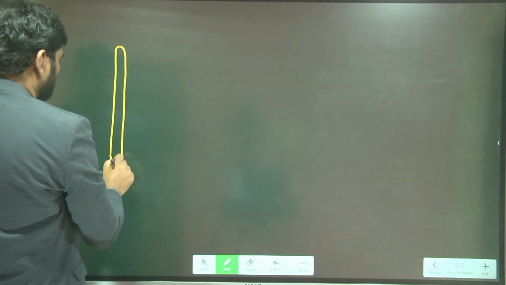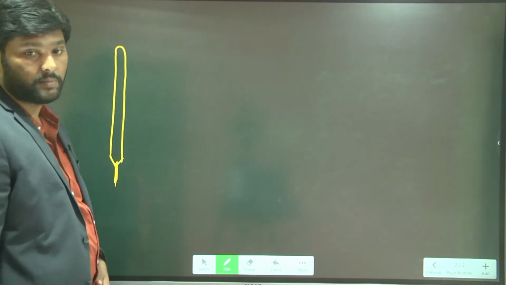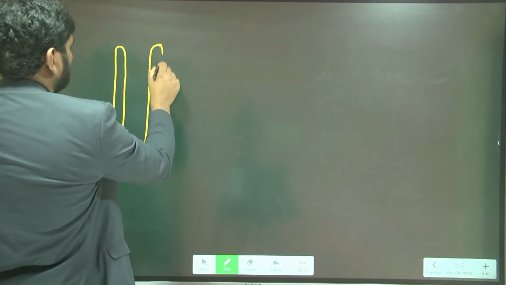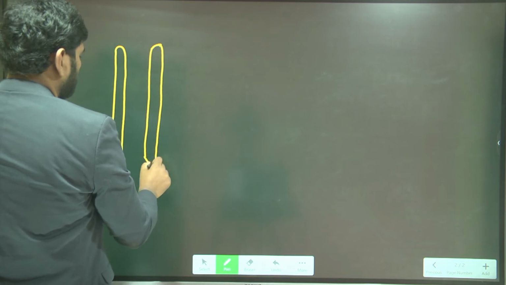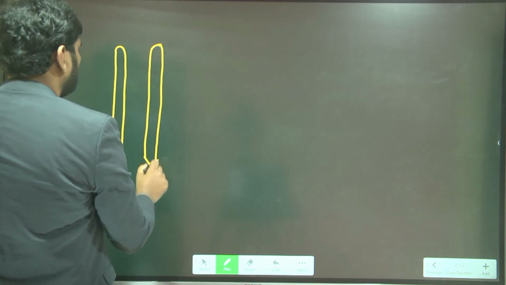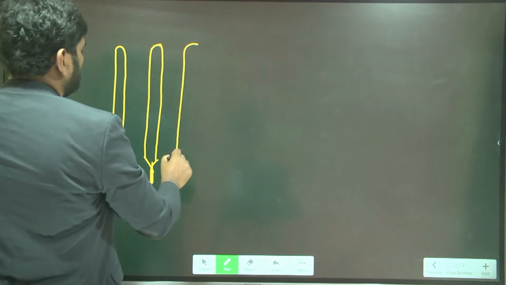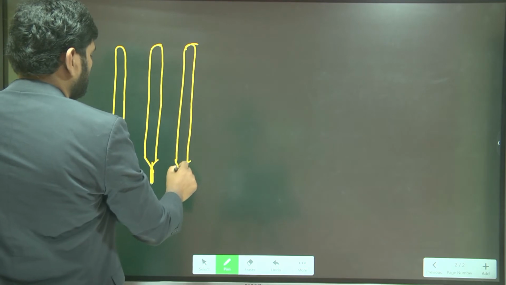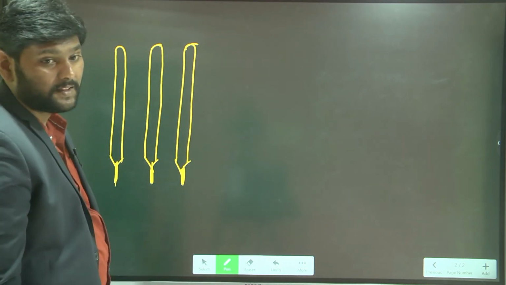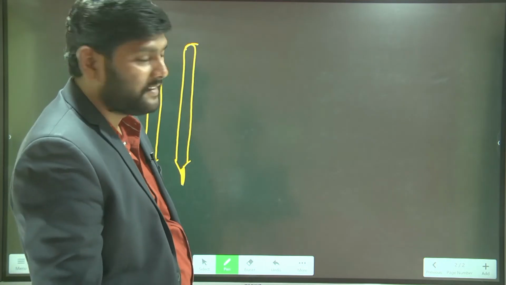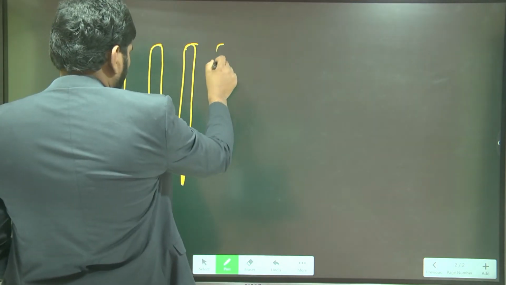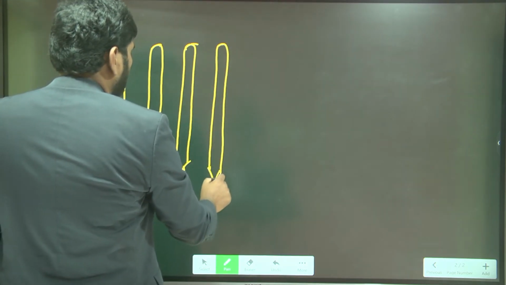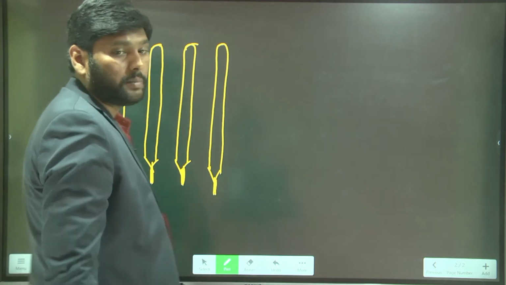This is one thermometer. Next one is, this is one more thermometer. This is one more thermometer, and this is one more thermometer. How many types of thermometers are there? How many thermometers am I taking here? 4 thermometers I am taking.